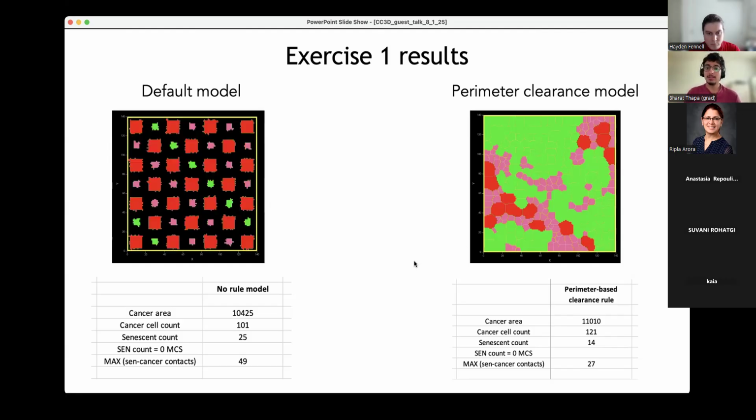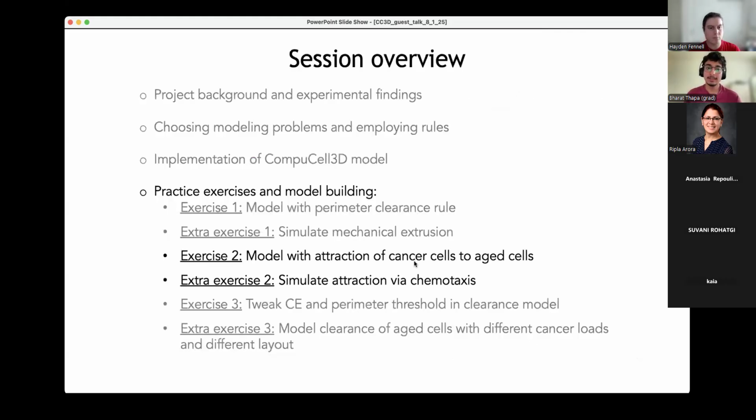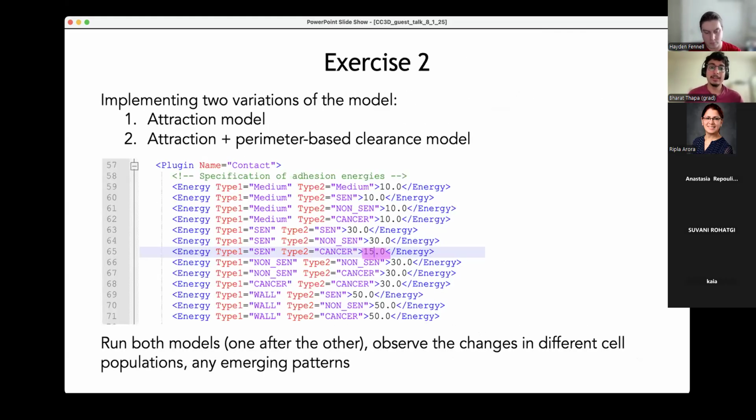Okay, so we're going to move to the second exercise. Here, one of the first things I would do is turn off the parameter rule again. We are building 4 models. We have made 2 of them. 2 of them are remaining. The other one is the attraction model. But when you're implementing the attraction model, make sure you turn off the parameter-based clearance model. So we'll change that from true back to false in the clearance model.